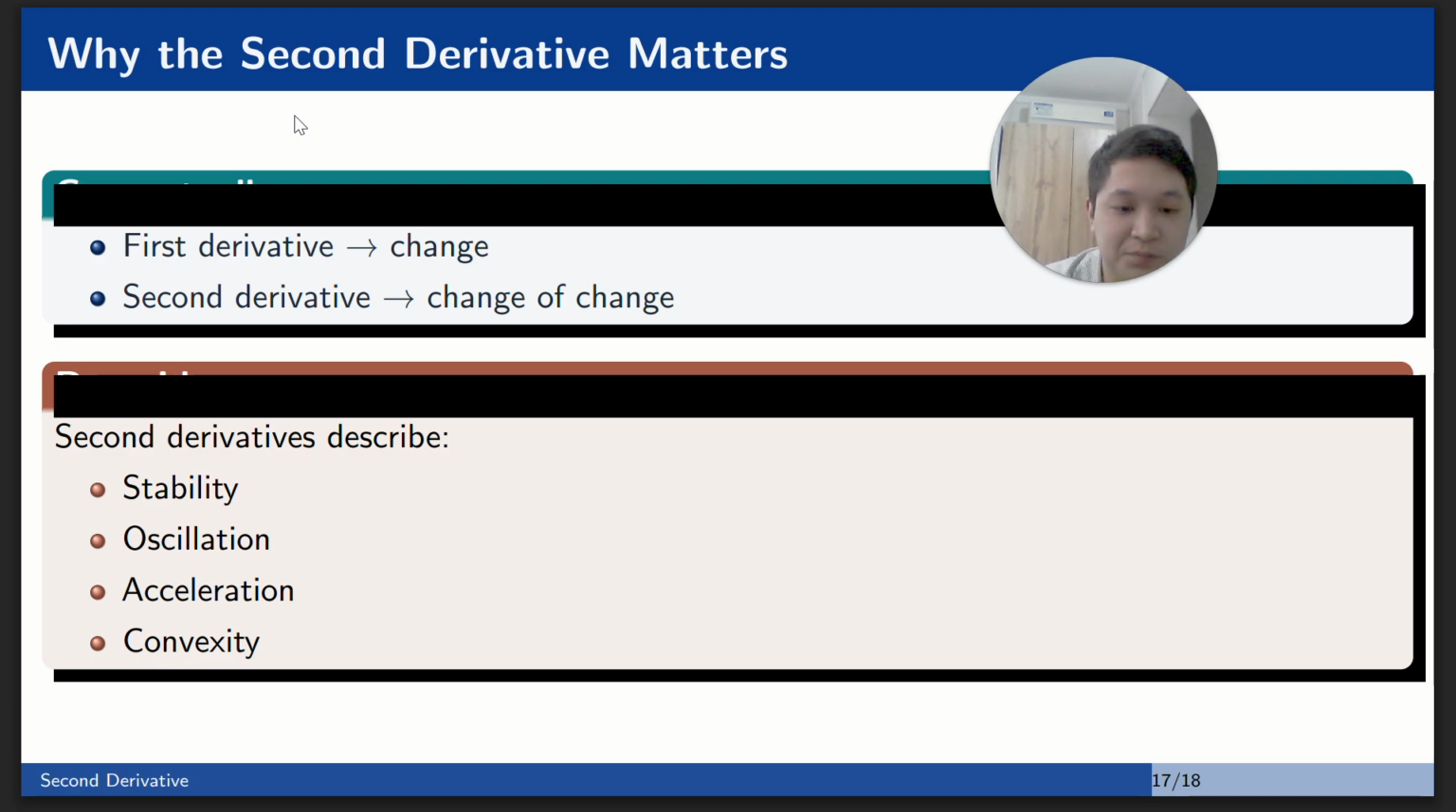What I can also say here is that we should conclude what we learned today. We learned that the first derivative is some change. The second derivative is a change of the change. It tells about stability, oscillation, acceleration, and convexity. So the second derivative connects geometry, physics, and optimization into one idea.